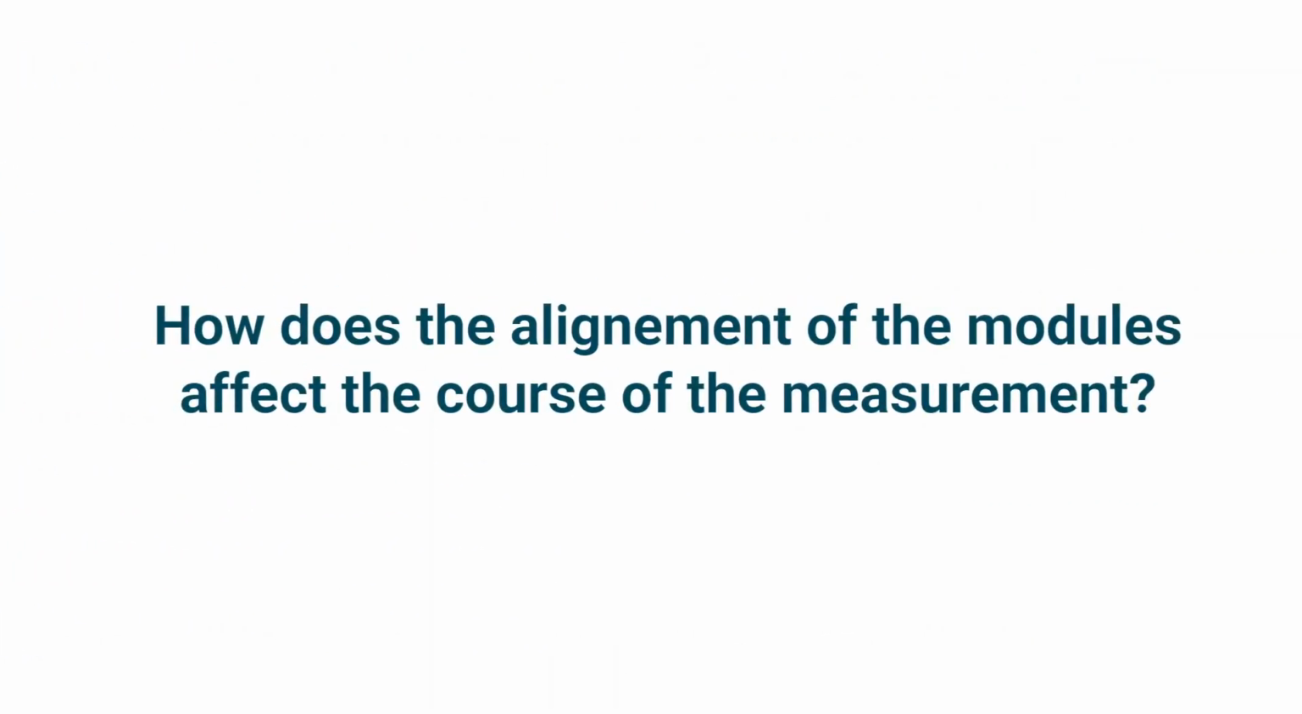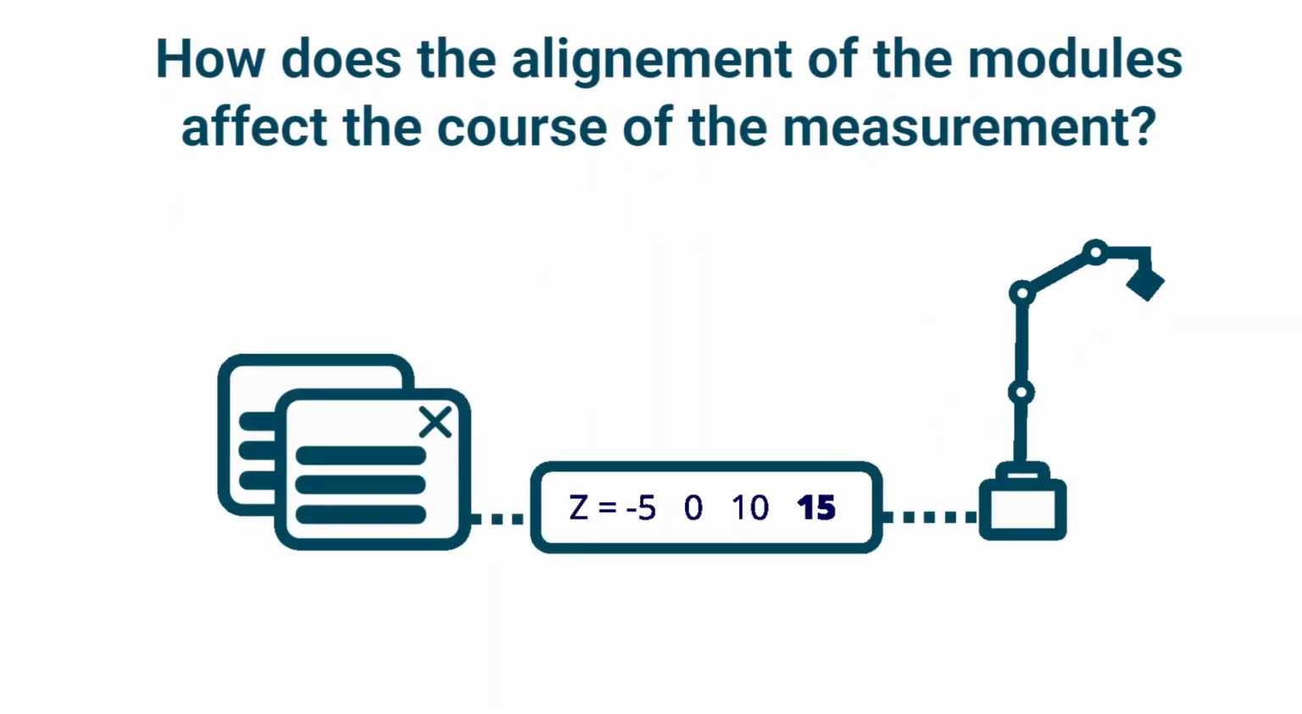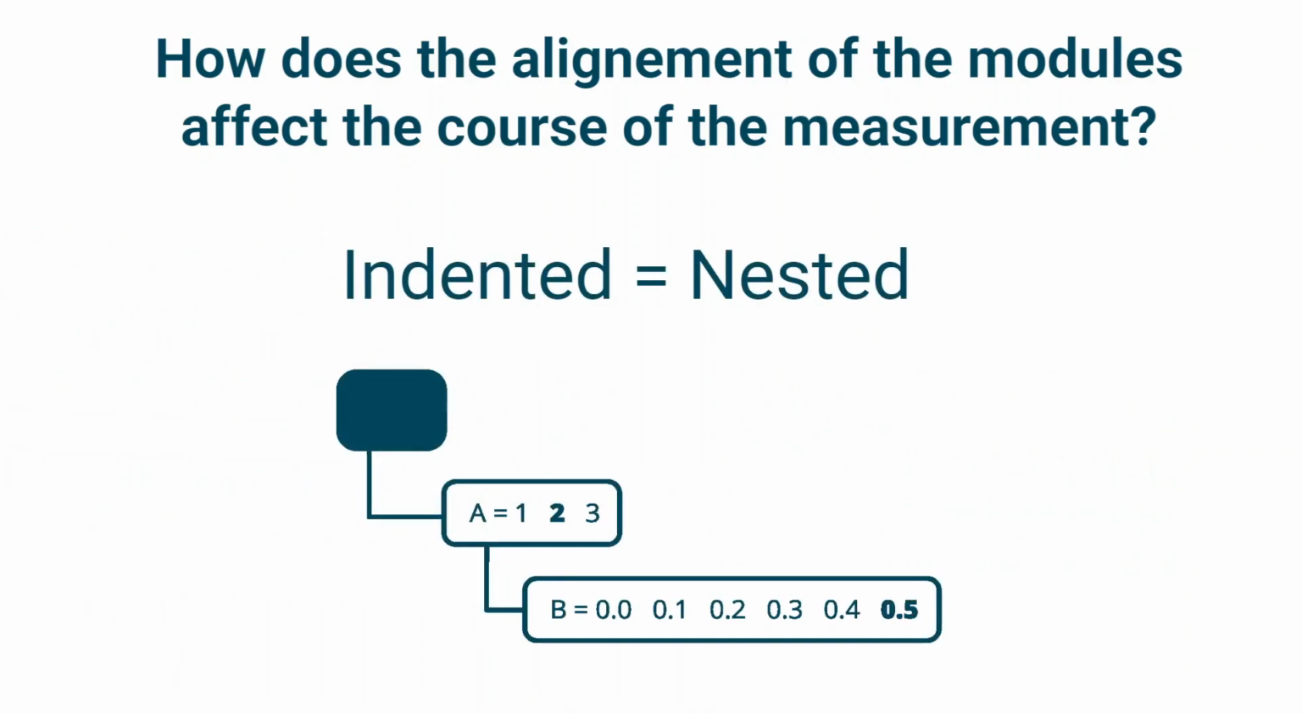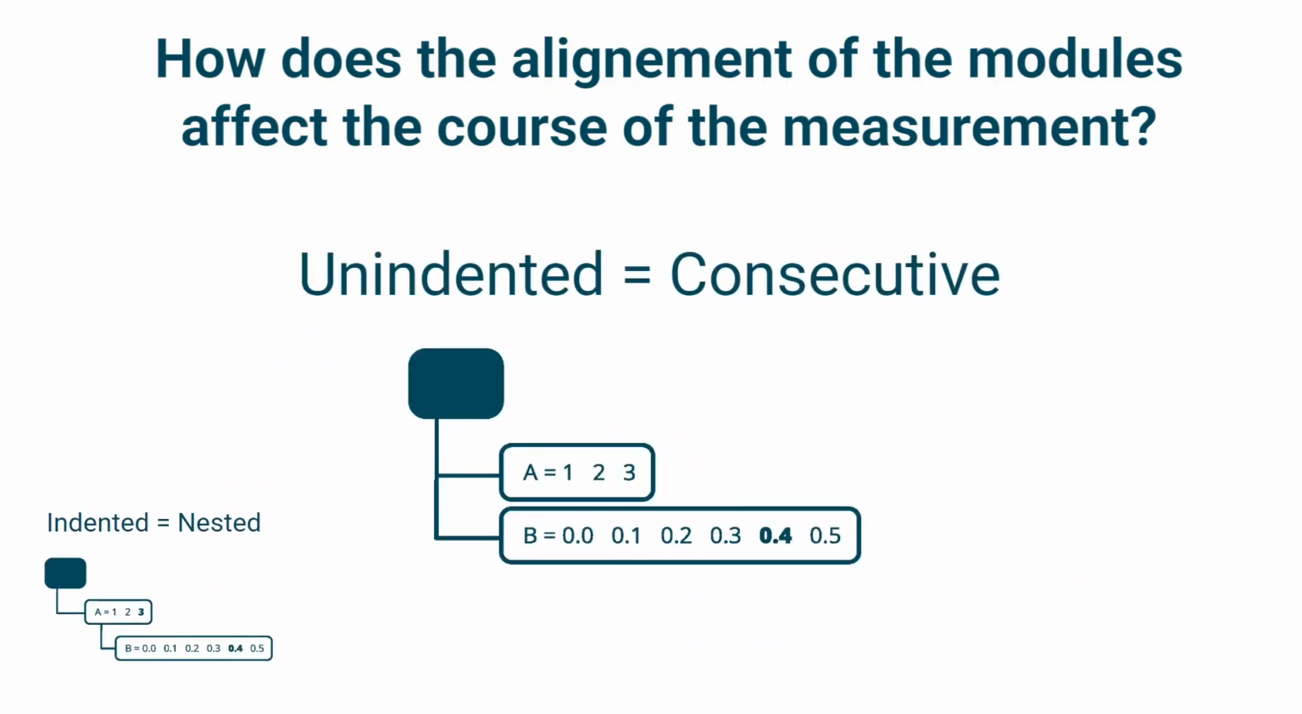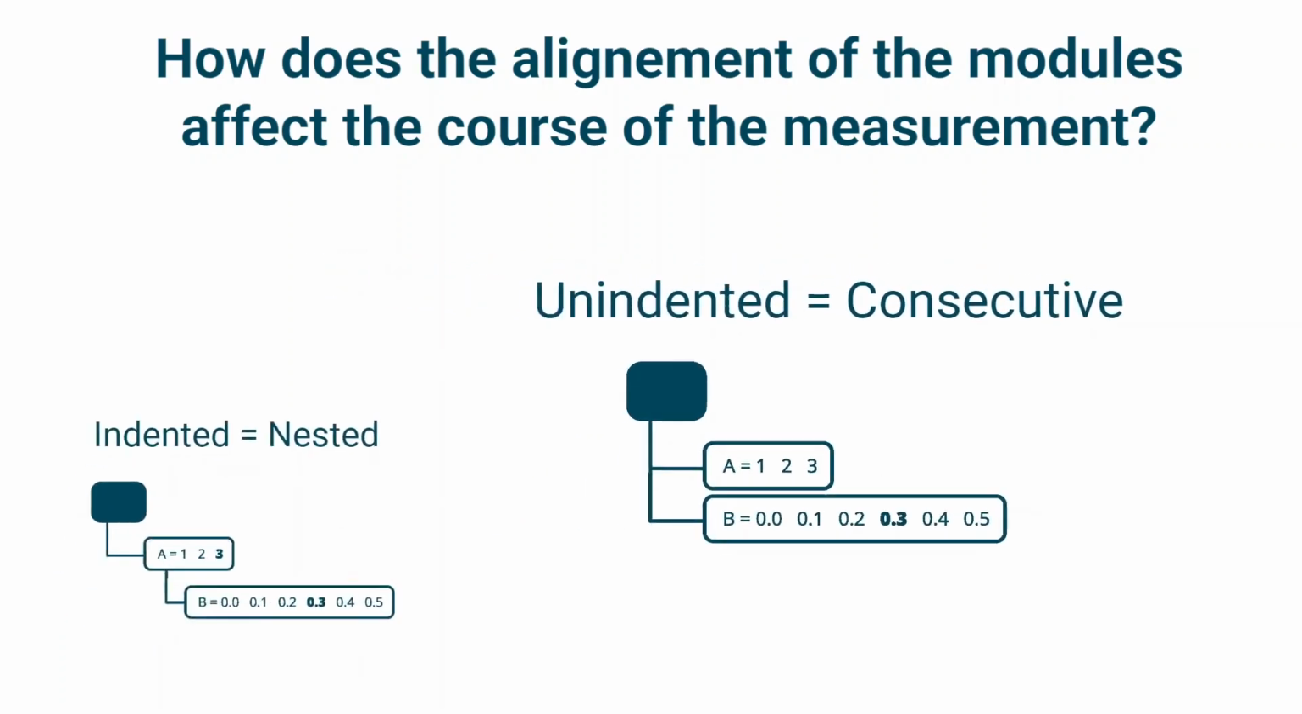How does the alignment of the modules affect the course of the measurement? The sequencer interprets each module as a variation of set points. Each module can have an individual iteration range. Modules without a distinct parameter iteration, such as hold or logger, are still interpreted as a one-step iteration. Indented modules create nested iterations. That means the child module performs its entire iteration for each step of the parent module. Modules on the same indentation level are processed consecutively. The next module starts its iteration after the iteration of the previous module has ended. You can combine both ways of sequencing to create your optimal routine.